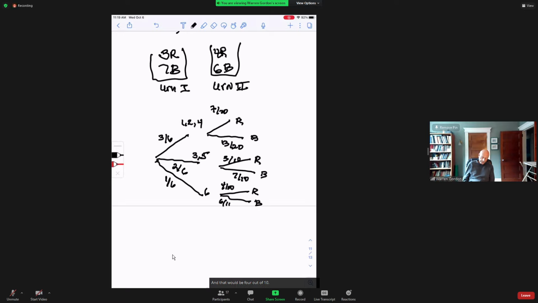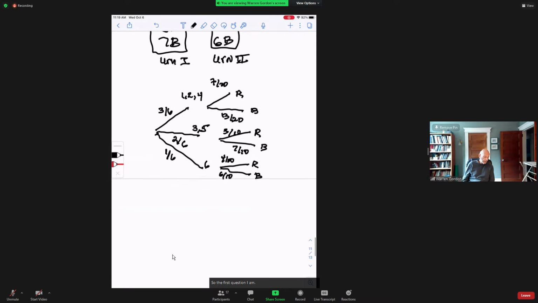So the first question I asked was, what's the probability that you got a 6 and it was blue? Well, that means I got here on my tree. So that's 1/6. I'm sorry, which one am I doing now? You got a 6 and a blue. Okay, so it's 1/6 times 6/10, or 1/10.